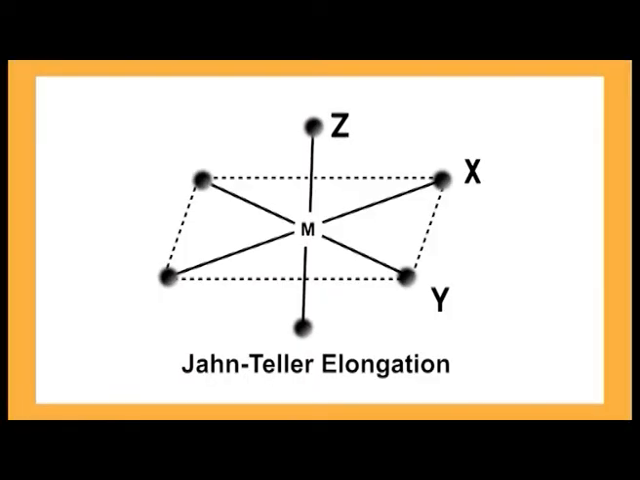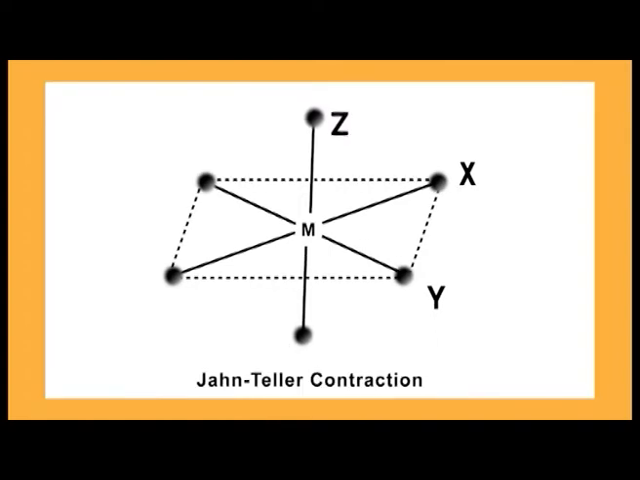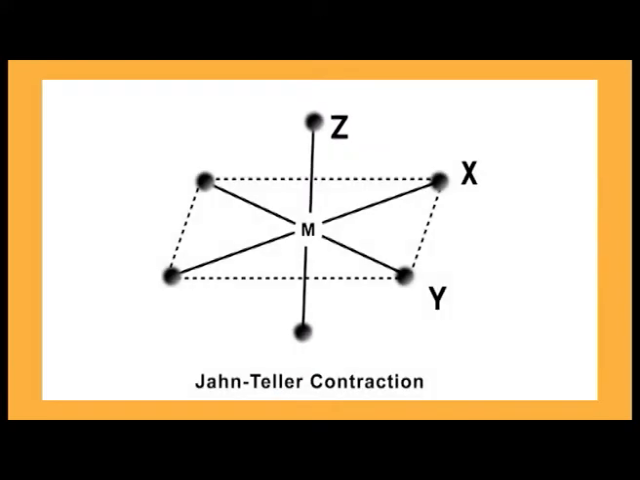Sometimes there is distortion in octahedral arrangement because of unsymmetric filling of electrons in the Eg and T2g sets of orbitals. The case when bonds on the z axis are elongated compared to the bonds on the x and y axes, because of the presence of more electrons in the dz square orbital, is called Jahn-Teller elongation. On the contrary, if the bonds on the x and y axes are longer than the bonds on the z axis, then the distortion is called Jahn-Teller contraction. Altogether, they are called Jahn-Teller distortion.